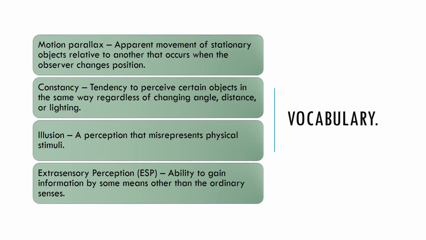We have some vocabulary here. Motion parallax is the apparent movement of stationary objects relative to one another that occurs when the observer changes position. Again, we'll talk a little bit more about that. Constancy is the tendency to perceive certain objects in the same way, regardless of changing angle, distance, or lighting. An illusion is a perception that misrepresents physical stimuli. And extrasensory perception, or ESP, is the ability to gain information by some means other than the ordinary senses.